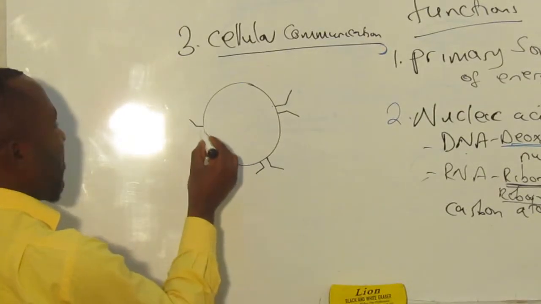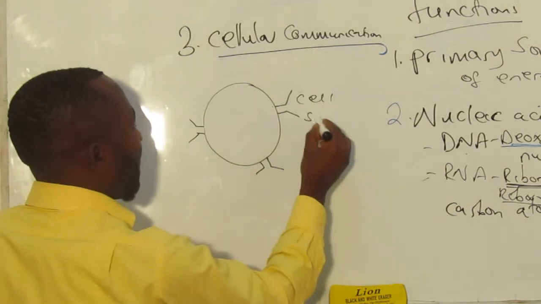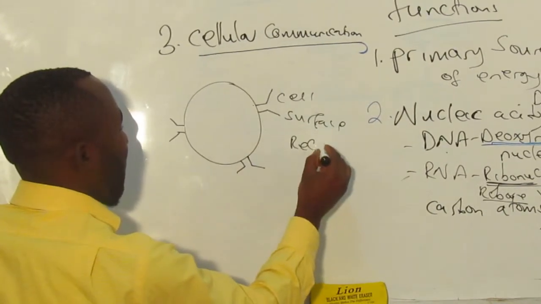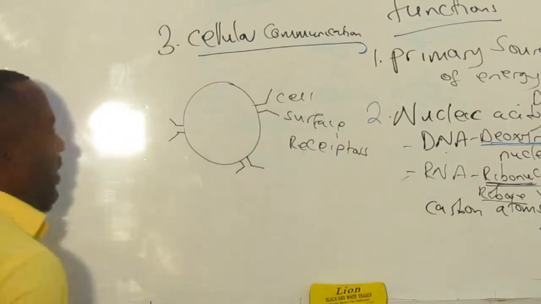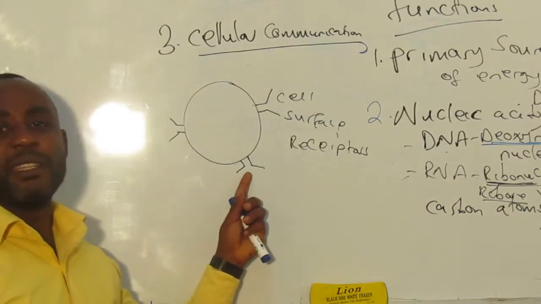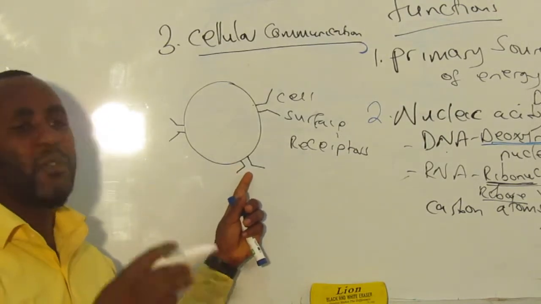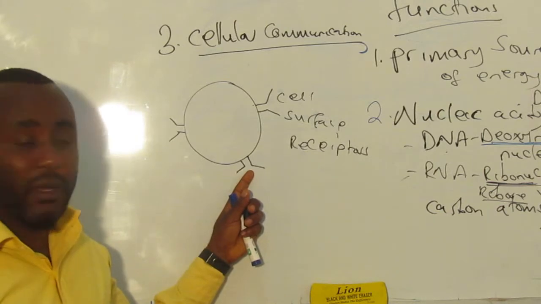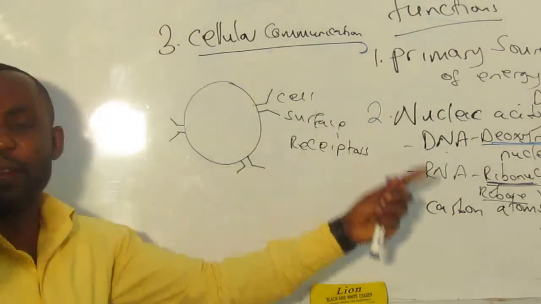Now, how does a cell respond to the environment? How do cells communicate with each other? They communicate with each other because they contain receptors on the surface of the membrane. They contain what are called cell surface receptors. What is the function of the cell surface receptors? Cell surface receptors are what a cell uses to communicate to neighboring cells or to respond to the environment.